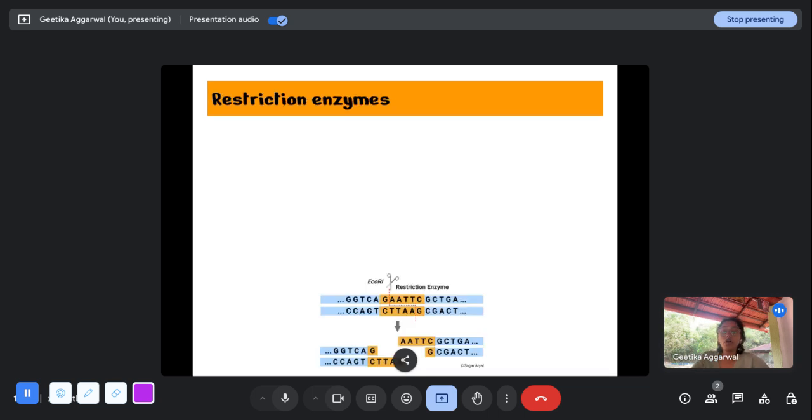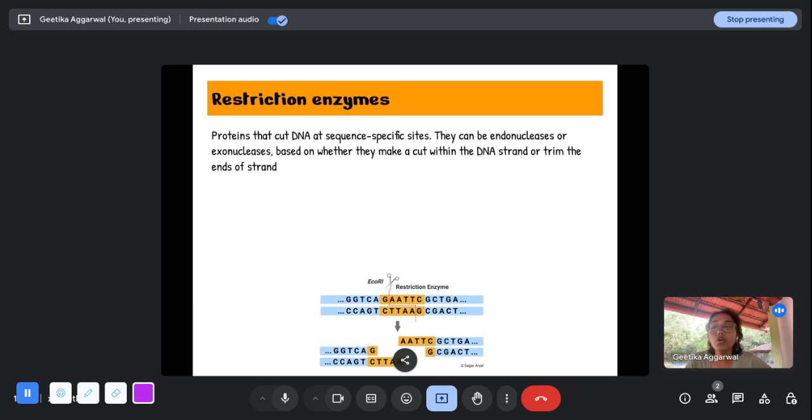Okay. Moving on to restriction enzymes. What are restriction enzymes? So basically, we were talking about how the plasmid is cut by some enzymes, and then there is open space where the target gene can go and ligate or join, right? So those enzymes are actually restriction enzymes. These are proteins that cut DNA at certain sequence specific sites. Sequence specific means that these restriction enzymes are capable of recognizing the DNA sequence, and they go through the DNA sequence and only cut at some specific sites at which they are active.